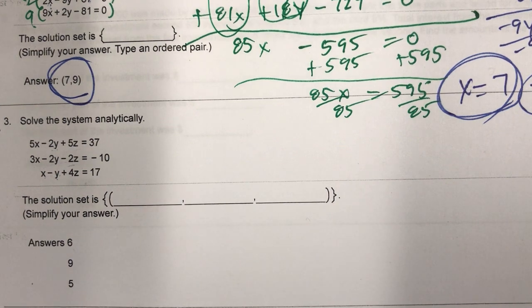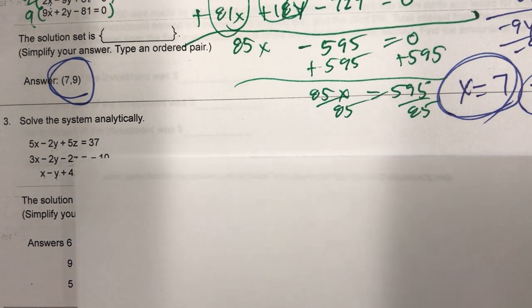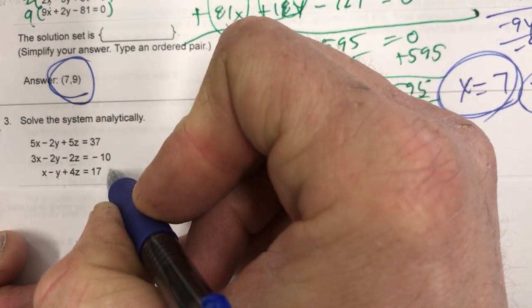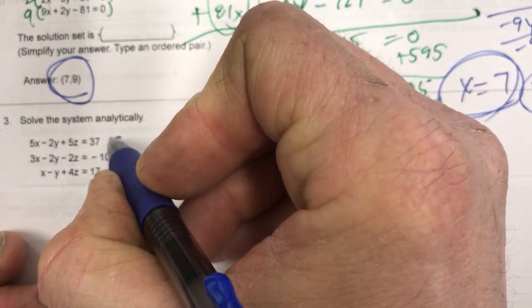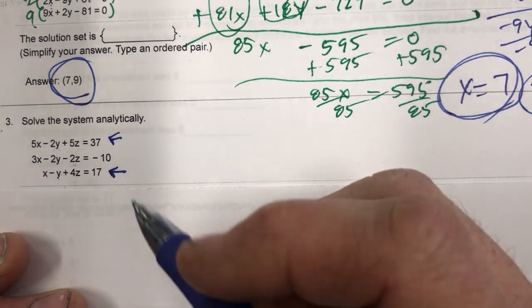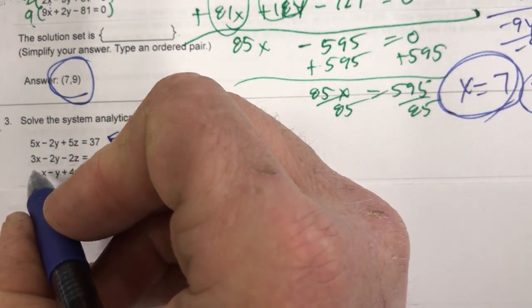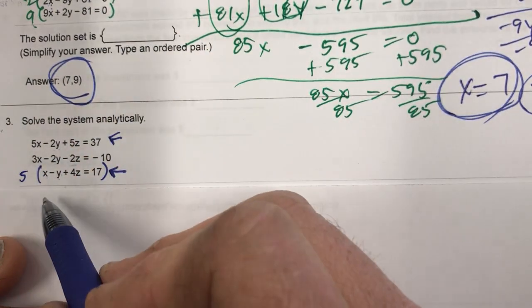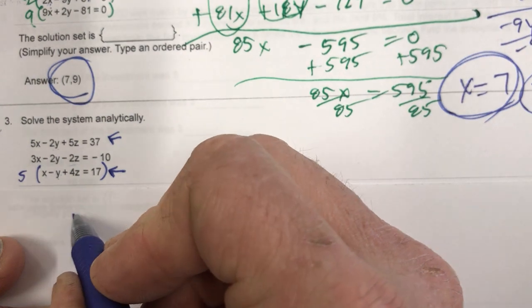So let me get a piece of paper here. I think what I'm going to do is take this one right here and pair it up with that one first, because I've got 3 variables, and I need to get it down to 2 variables. So what I'll do is 5 times this one, and then I'll pair it with that one. So I've got the top one.